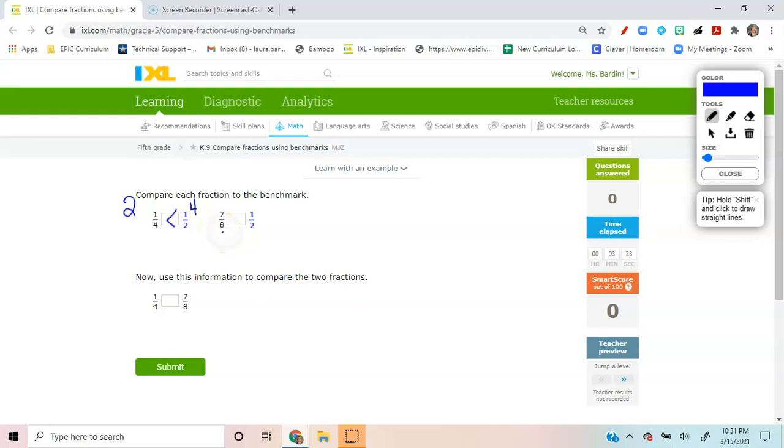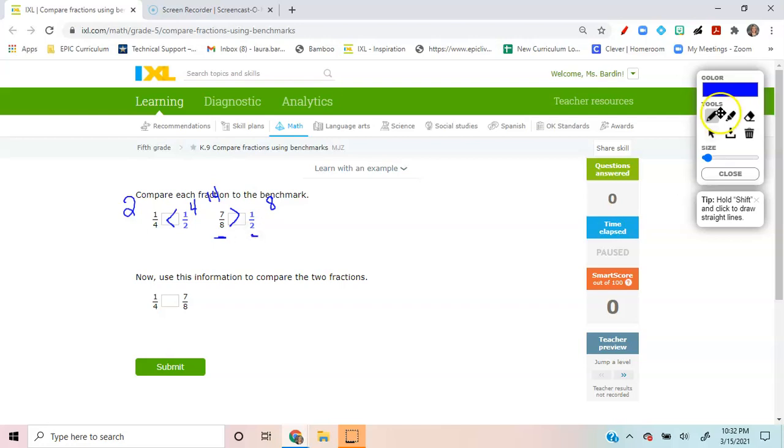Can we take the bottom denominator and multiply it by the opposite numerator? So it is 8 times 1. 8 times 1 is 8. Now let's do the same method straight across. 7 times 2 is 14. Now it's easy for you to look and ask yourself, is 14 or is 8 greater? So my brain is telling me that 14 is greater than 8. I also know that 7 of the 8 pieces is more than one of the 2 pieces.